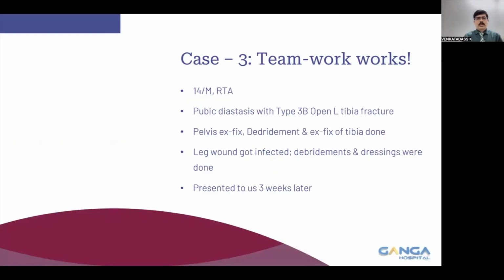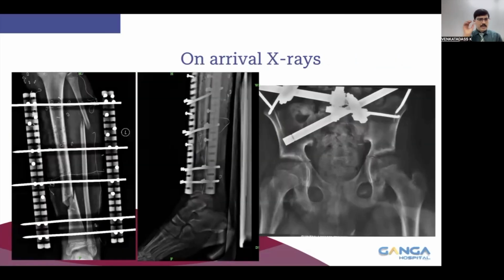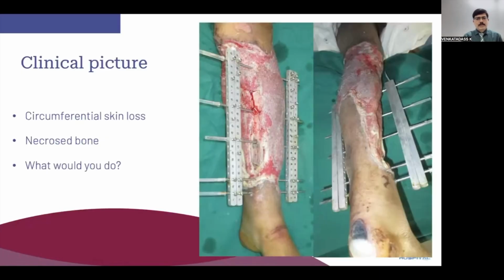Moving on to the third case, this is a 14-year-old boy following a road traffic accident who had a polytrauma with a pubic diastasis and an open fracture of the tibia. So he had his damage control with a pelvic X-fix and debridement and fixator for the tibia. Unfortunately, the leg wound got infected and he presented to us 3 weeks later. These are the X-rays. When we look at the leg, it looked like this. There is circumferential skin loss and there is a necrosed bone, as you can see.